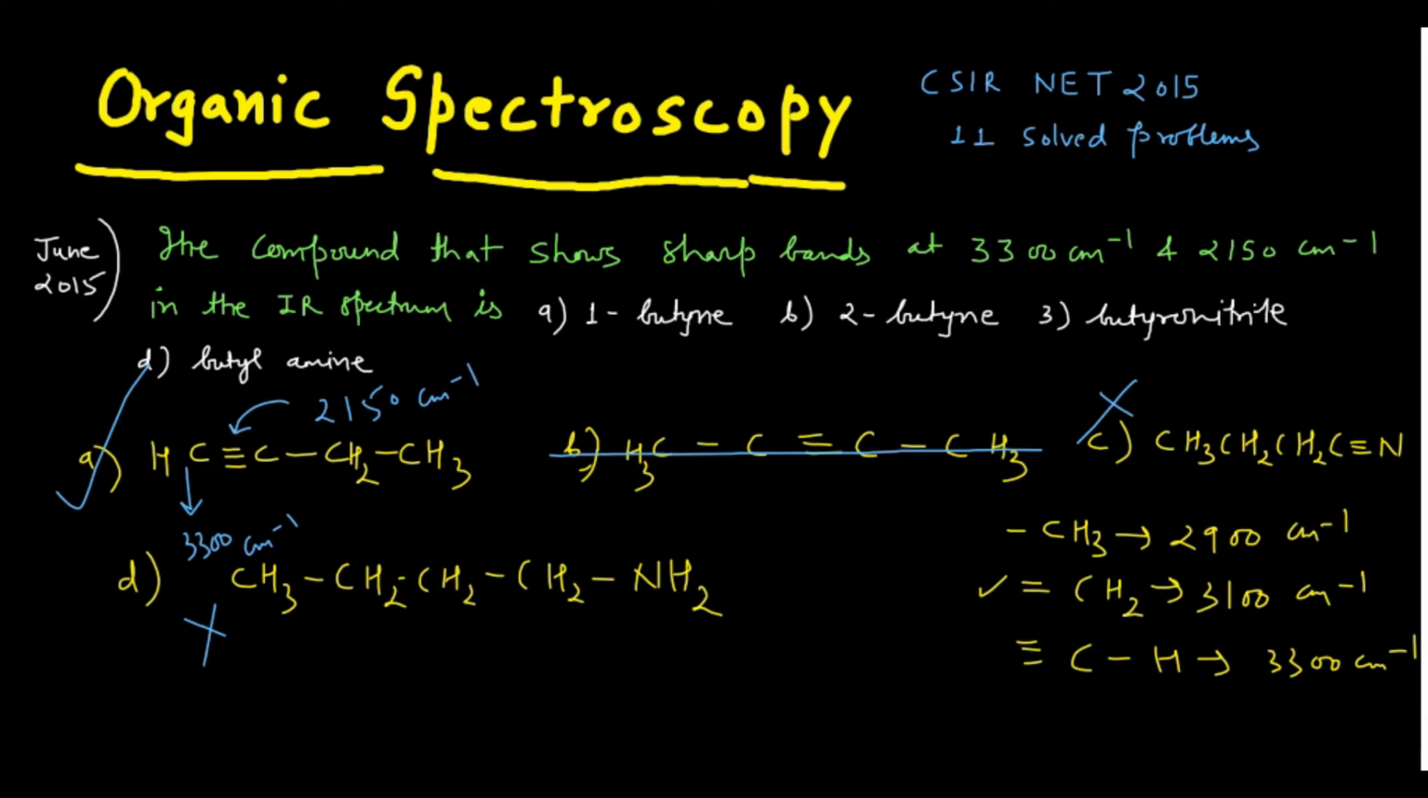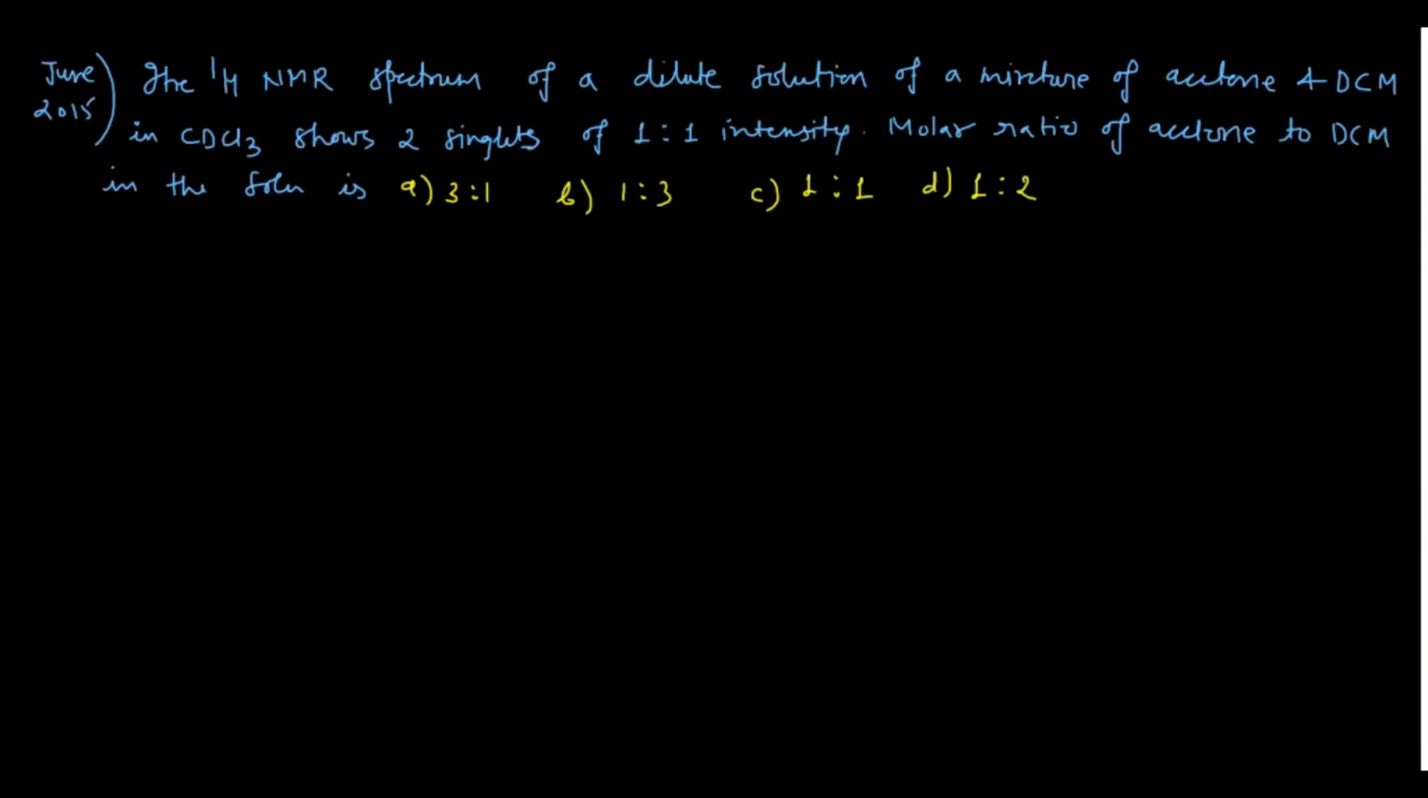Now moving to the next question. My next question is again from the June 2015 examination. The proton NMR spectrum of a dilute solution of a mixture of acetone and DCM, DCM here is dichloromethane, in CDCl3. CDCl3 is the deuterated solvent which we generally use during the recording of the NMR spectrum.